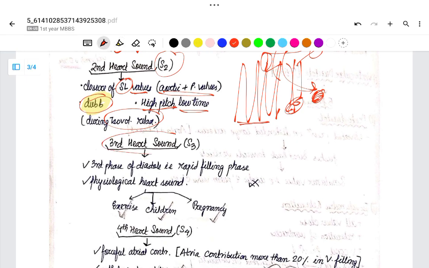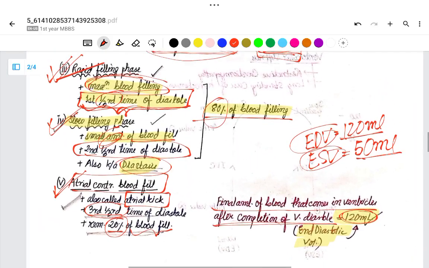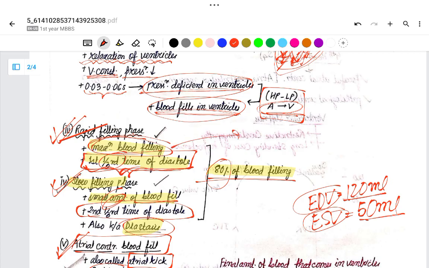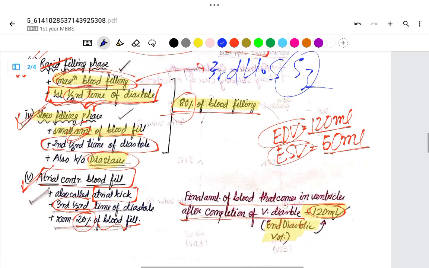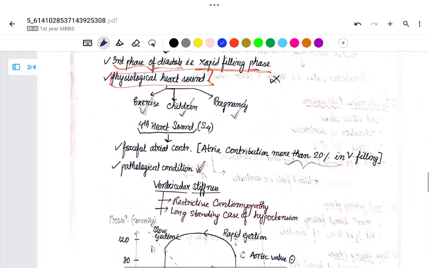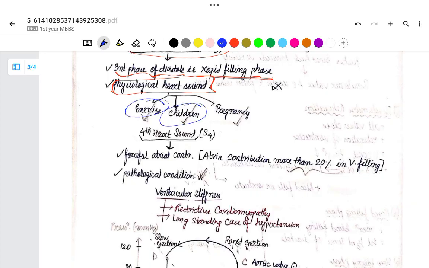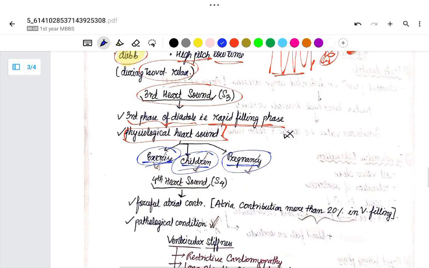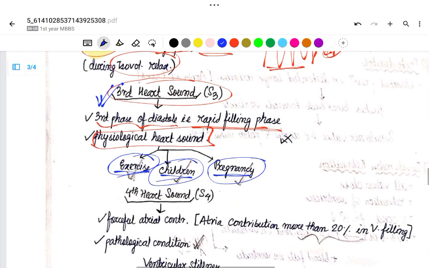Then the third heart sound, or S3. It occurs in the rapid filling phase, the third phase of diastole. It is a physiological heart sound. In which condition is S3 heard? It is heard in exercise, in children, and in pregnancy. So in pregnancy, in children, and in exercise, we hear the third heart sound.